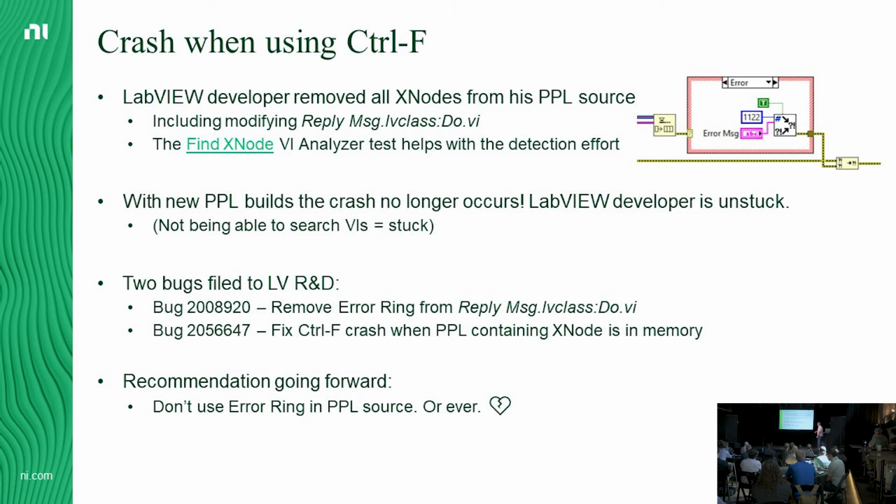So my recommendation going forward, don't use the error ring in your PPL source, or really don't use it ever, because why risk the issues when you could just use error cluster from error code.vi in the first place? So it broke my heart. I loved error ring. I told the world that I loved error ring, and then it broke my heart, so I don't use it anymore.